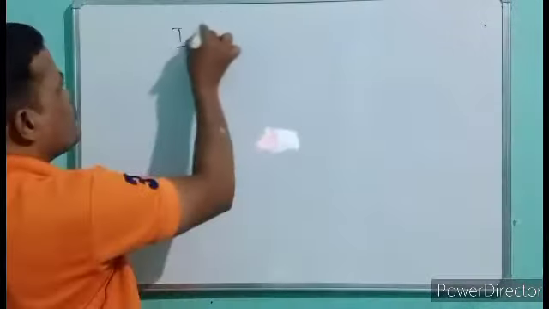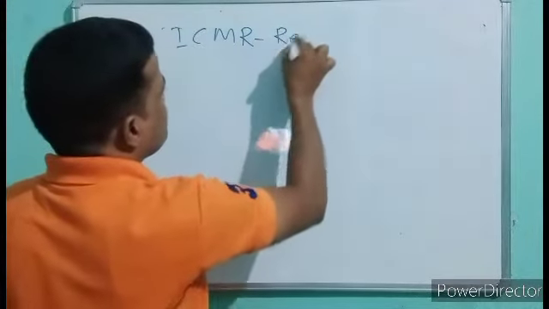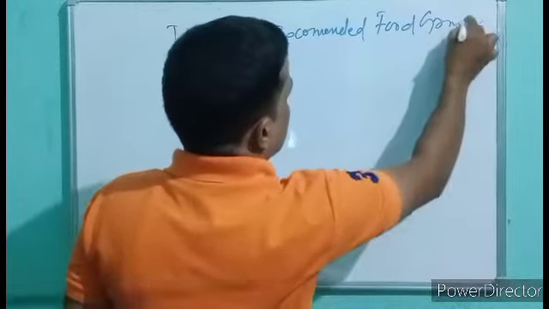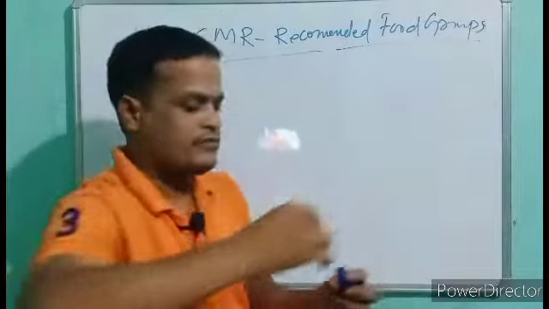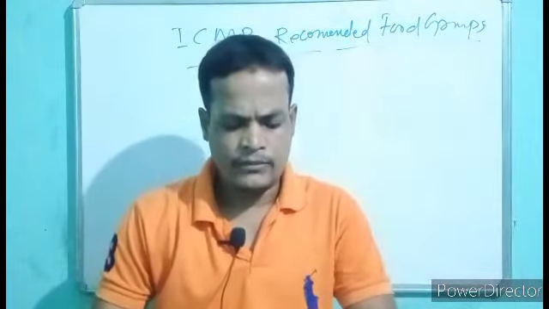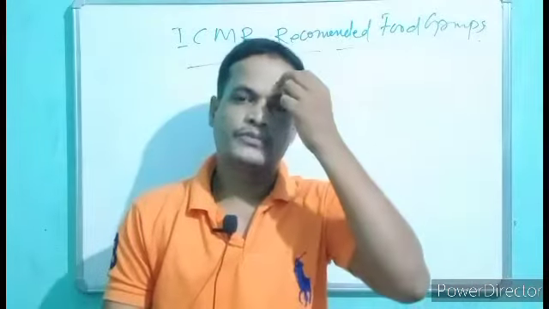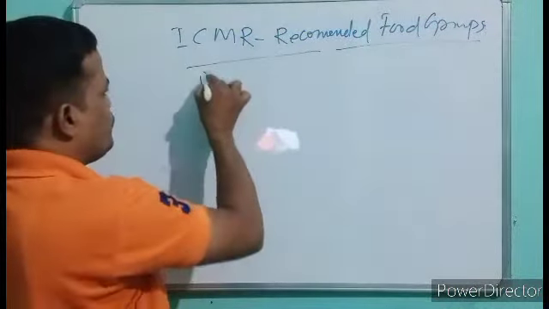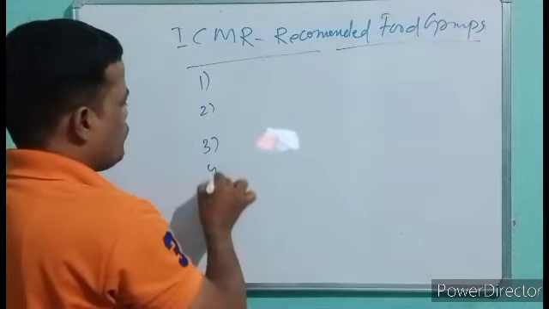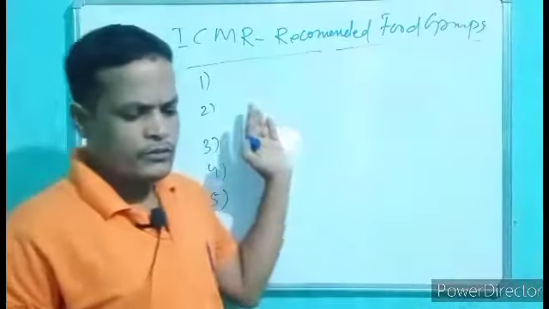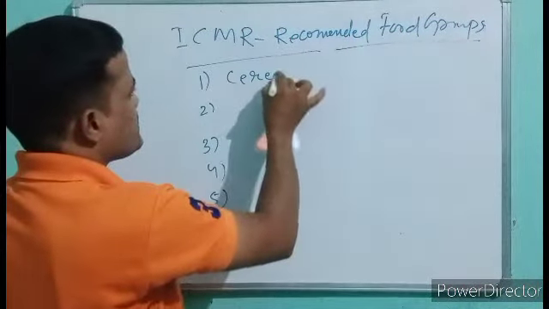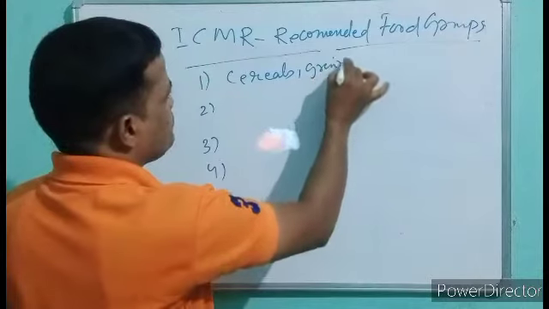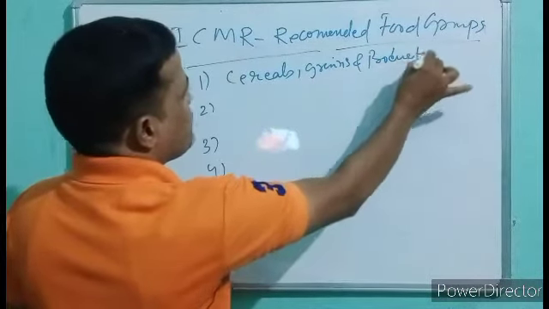ICMR recommended food groups. The major food groups recommended by ICMR are divided into five categories: 1, 2, 3, 4, 5. Is it right? What are the five categories? Number one is cereals, grains, and products.